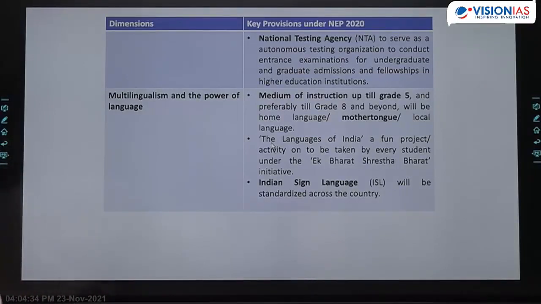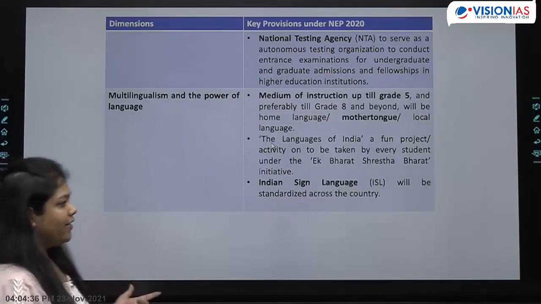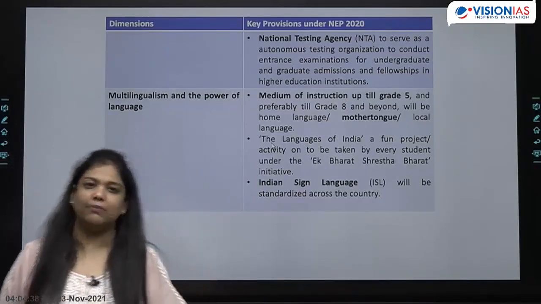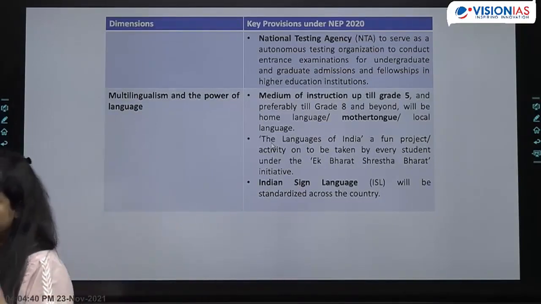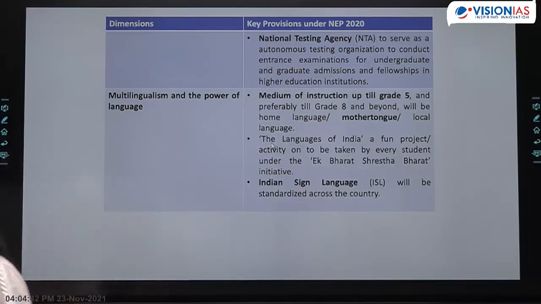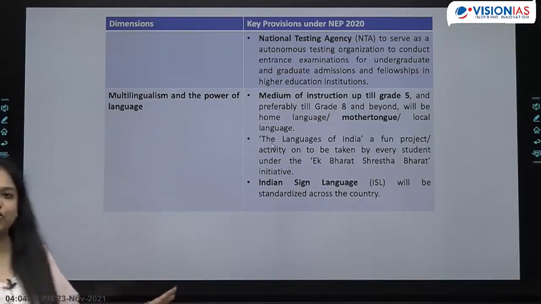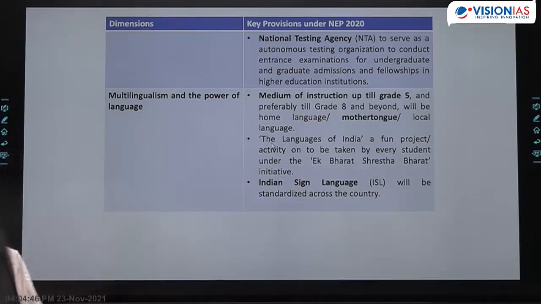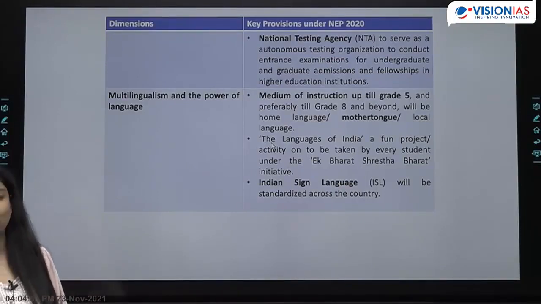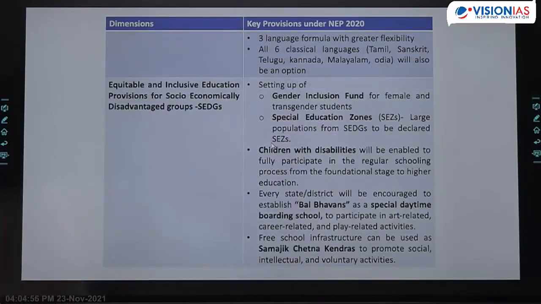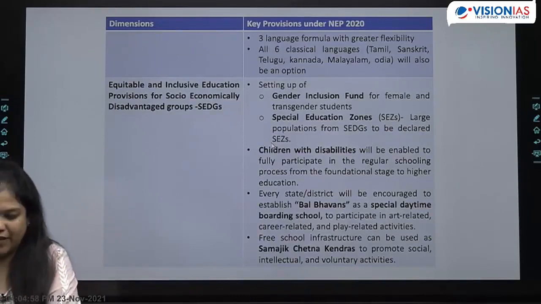admission. Then the focus would also be to provide the elementary education in the mother tongue. The target is up till 8th standard the education should be provided in mother tongue, but they will ensure at least initially 5th standard तक तो provide करें ही. फिर Indian sign languages would be made standardized in order to make education inclusive for children with disability. Then 3-language formula would be implemented with greater flexibility.